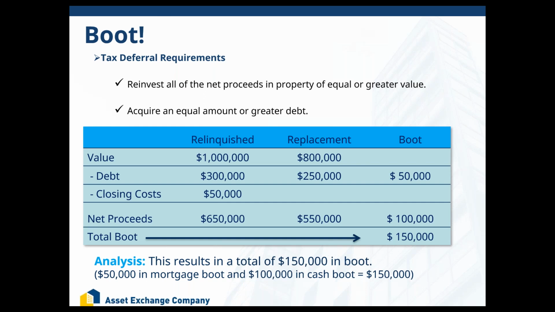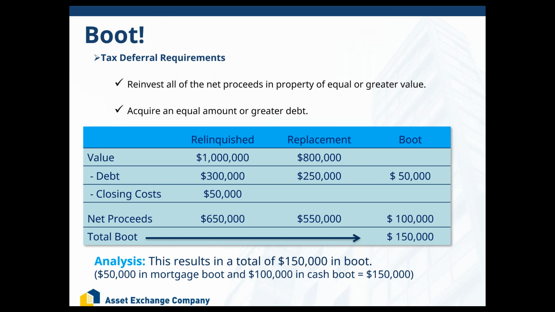Now, going back to the example, we're going to hold the $550,000. And what are they going to do with that $550,000? Well, in the example, they're going to use that entire amount, and they're going to go out and buy a replacement property of only $800,000. So they go down in value. They use the entire $550,000 to help them buy the property for $800,000.